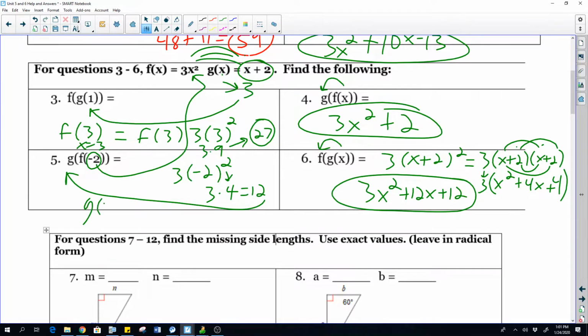So we're going to plug 12 into G. And so now when we do that, we're just going to plug it in right there into G. So 12 plus 2, which is 14. Bingo, bango, bongo. Easy peasy lemon squeezy.